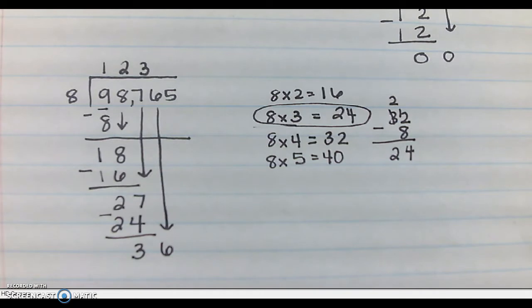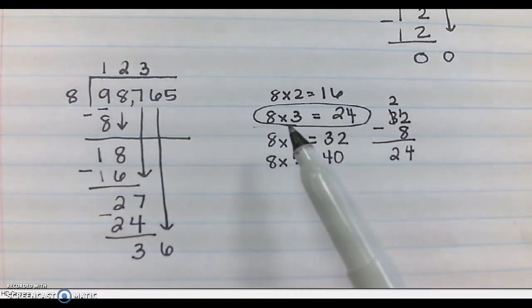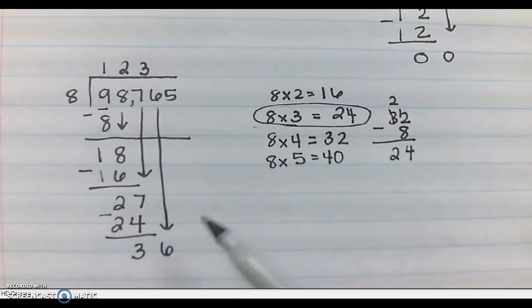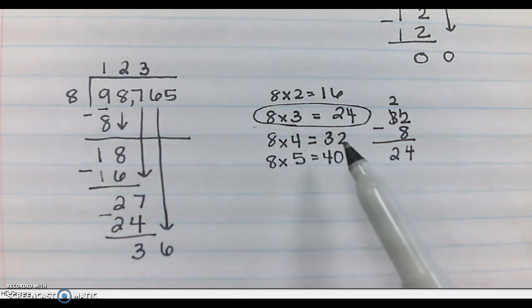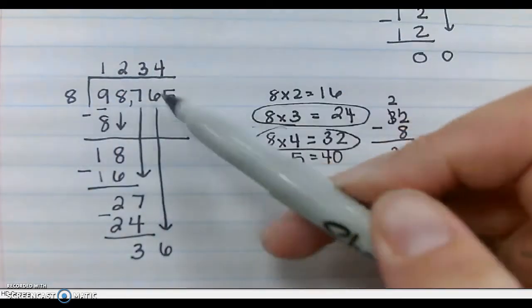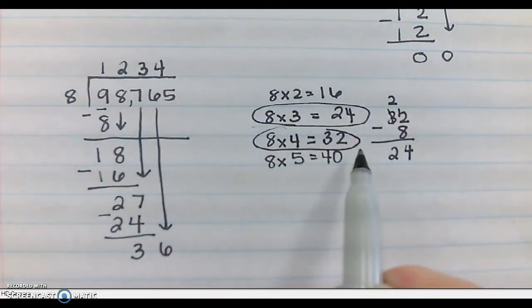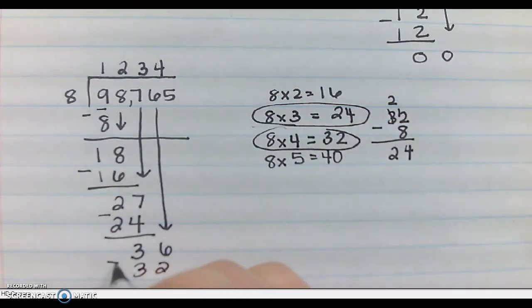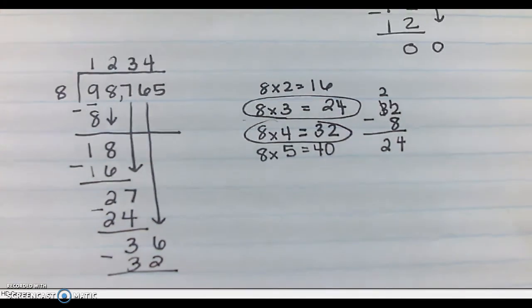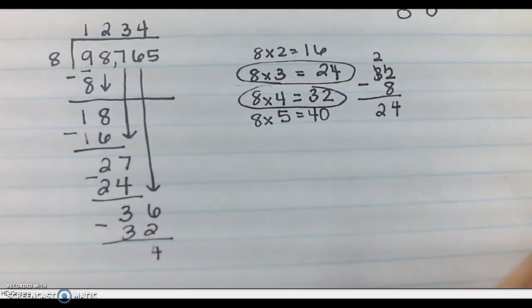Okay, how many times can 8 go into 36? Well, I made my multiplication, it's like a mini multiplication table for my 8s over here. Well, I know that 8 times 5 is 40. That's too much. 8 times 4 is 32. Oh, great. So this is the one that I need to use. 8 times 4 equals 32. So I'm going to put my 4 up in my quotient above the 6 that I just pulled down. And now I can multiply 8 times 4 equals 32. Subtract. 36 minus 32 is 4. 8 cannot go into 4, so I need to pull down the 5.